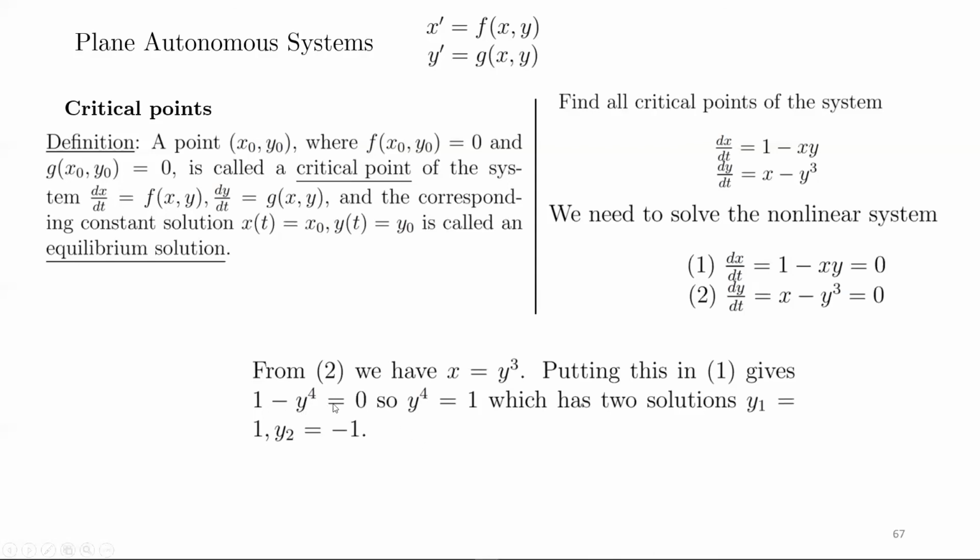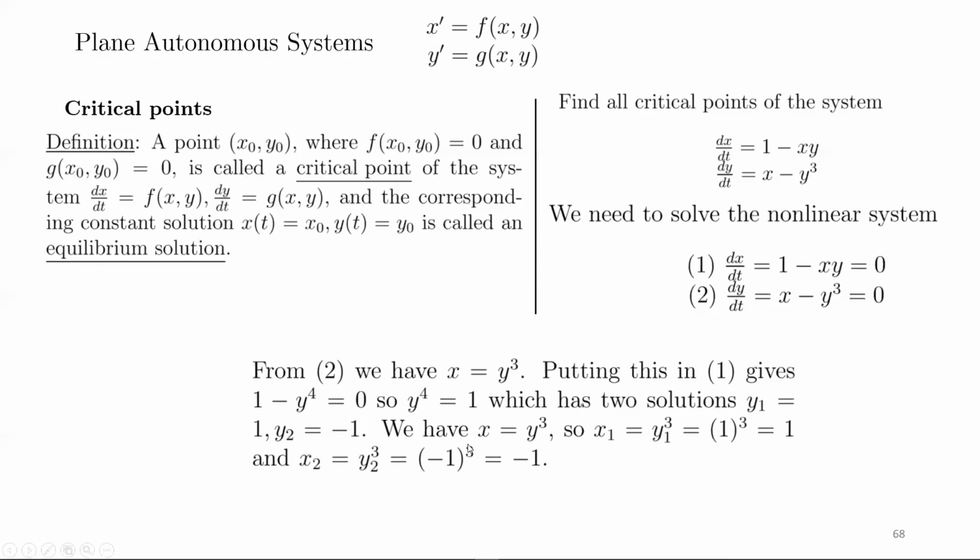Again, I can rearrange this equation. I can add y to the power of 4 to both sides, and I get y to the power of 4 equals 1. And y to the power of 4 equals 1 has two real solutions: y1 equals 1, and y2 equals negative 1. It of course has some imaginary solutions too, but let's not worry about those. So two real solutions, y equals 1 and y equals negative 1.